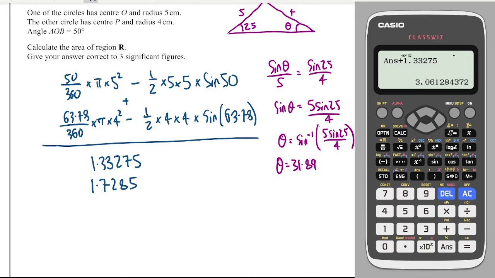1.33275, and I'm going to get 3.06 to 3 significant figures. So 3.06 is my answer.